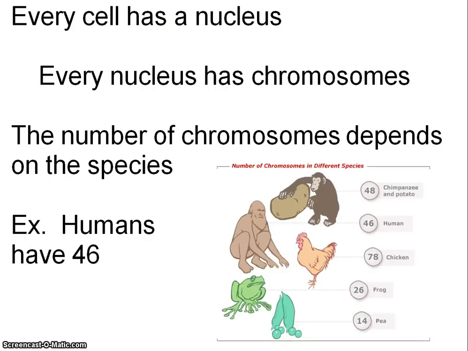So every cell has a nucleus, and every nucleus contains DNA, which is organized into chromosomes. The number of chromosomes found inside that nucleus actually depends on the species you're looking at. So humans, for example, have 46 chromosomes. That's 23 pairs of chromosomes. Chickens have 78. Frogs have 26. Peas have 14. So the number of chromosomes doesn't necessarily indicate how complex the organism is. It's just related to the species. And this is also one of those things that prevents different species from reproducing with each other.